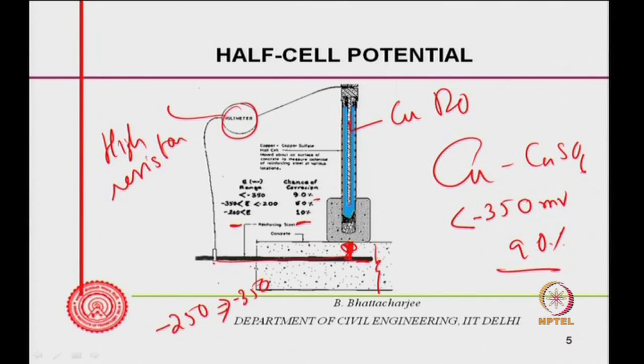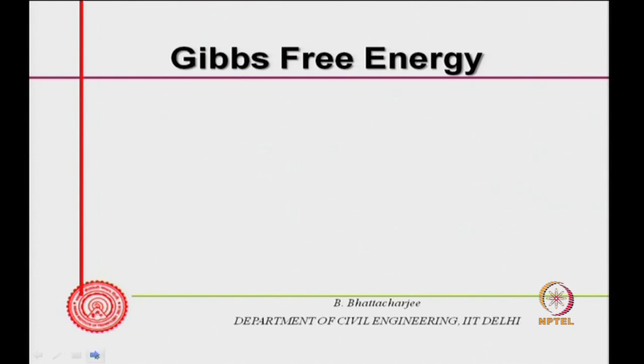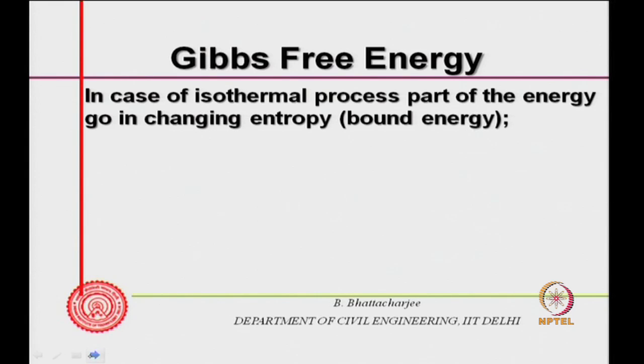So, by doing a survey over an actual site, one can demarcate the areas of high risk and low risk of active corrosion using this. However, this is also used for laboratory measurement as well. Now, what is the basis of this?